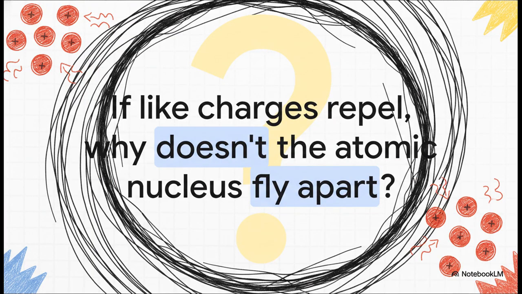And that leaves us with one last really big question to chew on. We've just spent all this time learning that like charges repel each other. So why doesn't the nucleus of an atom fly apart? I mean, it's packed full of positive protons all crammed together. According to everything we've just learned, it should instantly explode with incredible force. The fact that it doesn't tells us there must be another force at play, something even stronger than electricity.